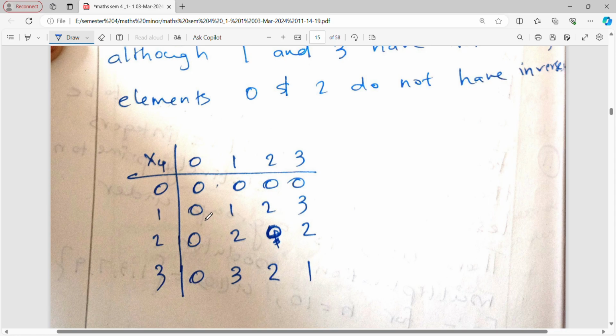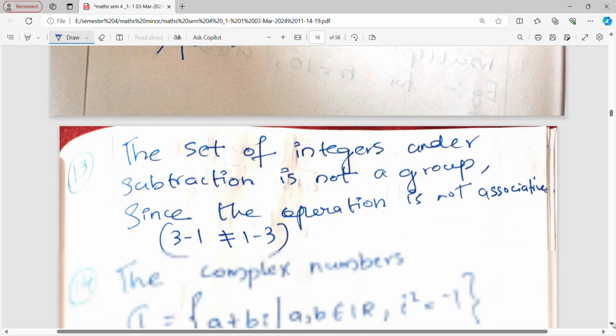Then comes 1. 1 into 1 is 1, 1 into 2 is 2, 1 into 3 is 3, fine. 2 into 0 is 0, 2 multiplied by 1 is 2, 2 multiplied by 2 is 4, so 4 minus 4 is 0. Then 2 multiplied by 3 is 6, 6 minus 4 is 2. It comes like that, so you can check that.